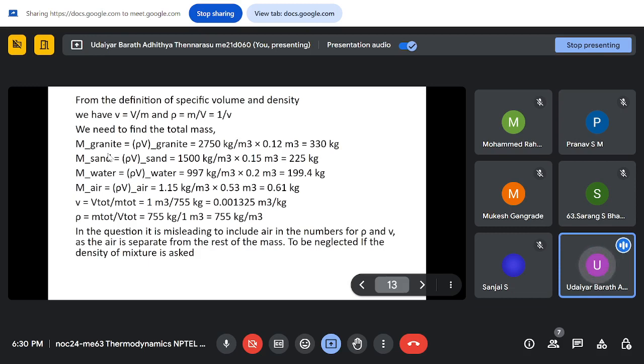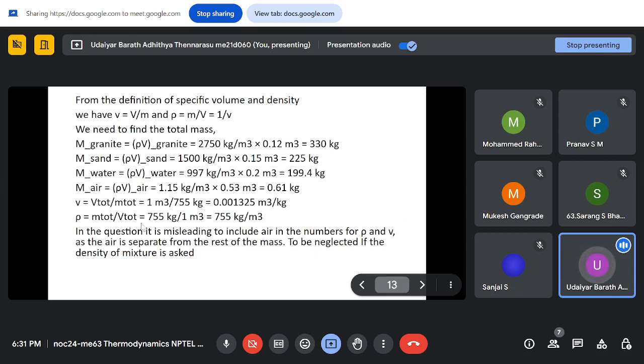And then mass of sand. Mass of sand is density of sand into volume of sand again. Density of sand is given as 1500 kg per meter cube and 0.15 meter cube of sand. So it will come out to be 225. Similarly, mass of water is density into volume of water. Here the density is given as 997 for 25 degrees Celsius water, into 0.2 meter cube. So similarly 199.4, and similarly for air, 1.15 into 0.53, it will come out to be 0.61 kgs.